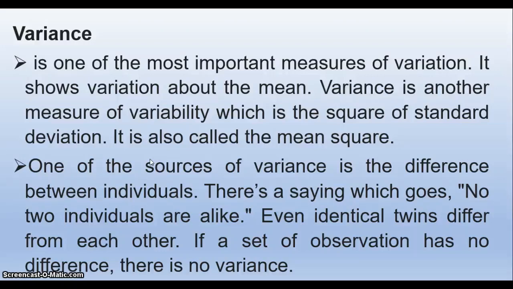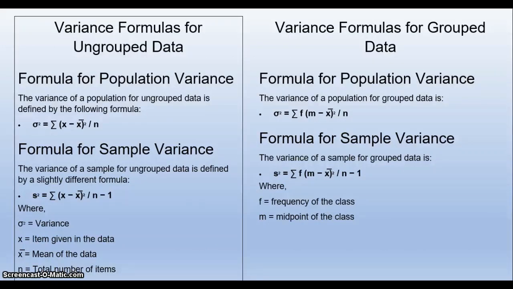One of the sources of variance is the difference between individuals. There's a saying which goes, no two individuals are alike. Even identical twins differ from each other. If a set of observations has no difference, there is no variance. Remember that. So here is the formula for the variance for the ungrouped data and the grouped data.